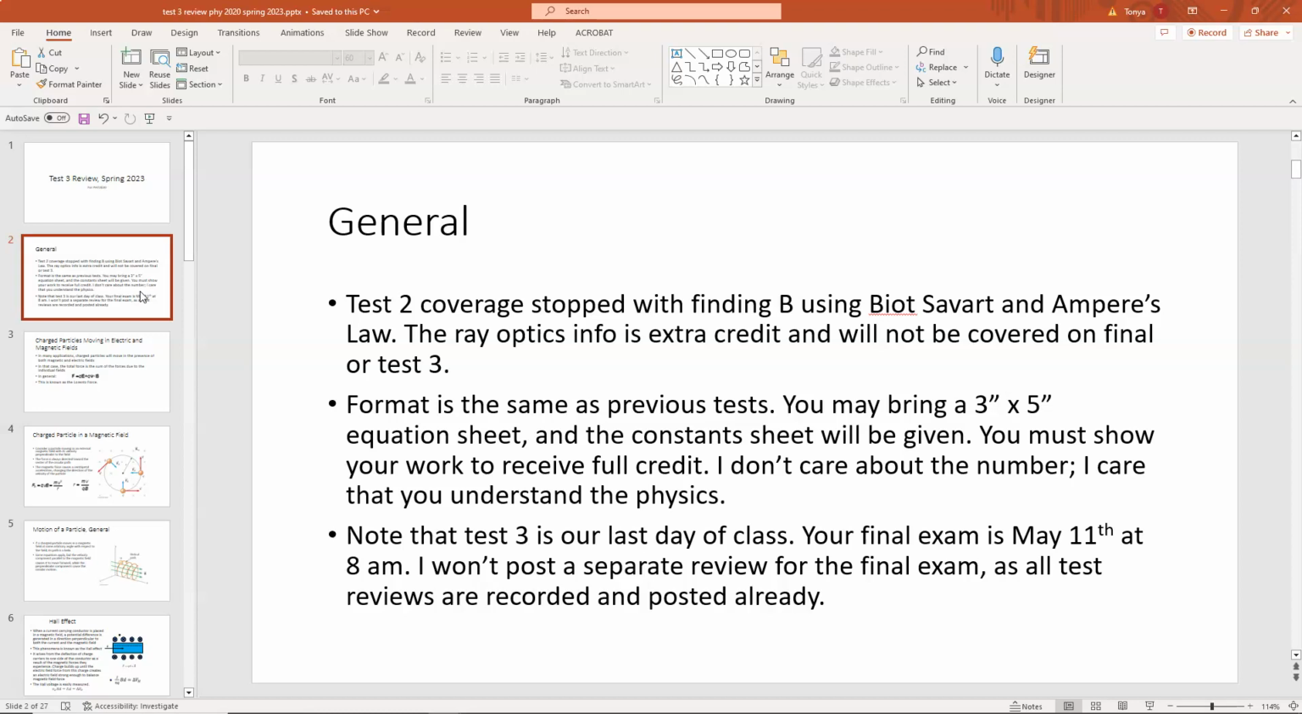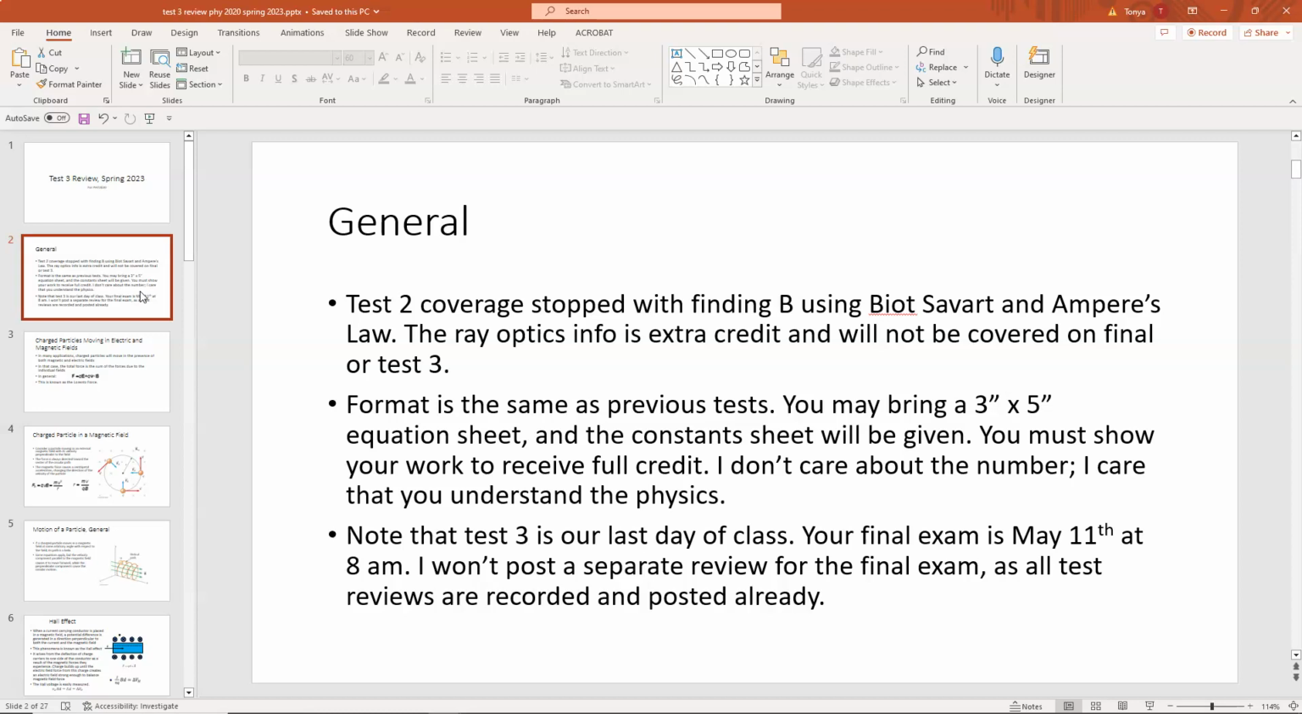Your format will be the same as previous tests, and you're allowed to bring in a 3-inch by 5-inch index card as an equation sheet. Remember that I'll give you the constants sheets that I've given you all semester. Remember also that I don't really care about what your answer is. The number is unimportant to me. So you have to show your work to receive full credit. If you don't show sufficient steps, I might not give you all the credit that you're due, especially on things like proofs.